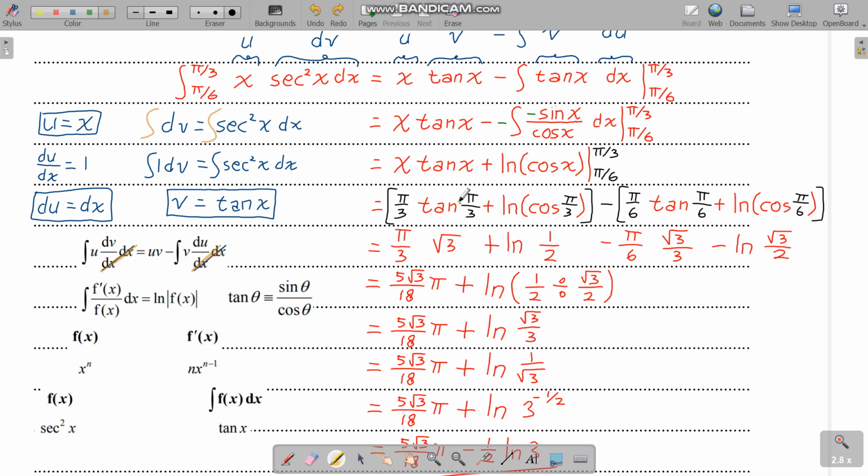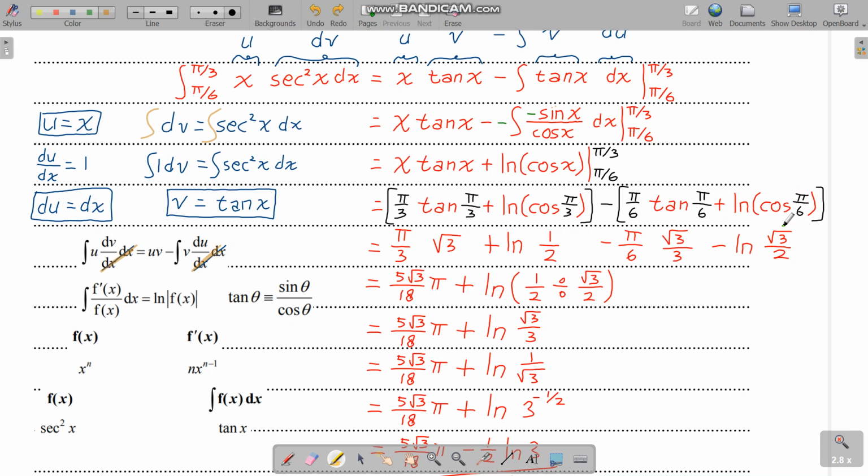Now since we need the exact value, you cannot use this whole thing in the calculator because you will get decimals. So just use this part in the calculator, you get root 3, and use this part in the calculator, you get 1/2, and from the calculator we get root 3 over 3 here. Use the calculator, you get root 3 over 2. So now we combine everything.